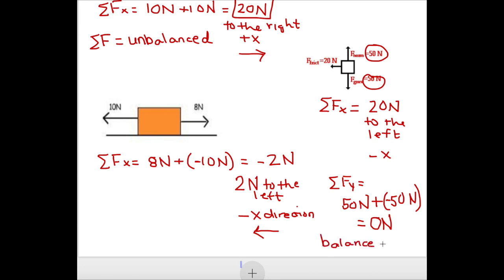We know that that means that in the y direction, the forces are balanced. However, in the x direction, we know that we have that net force of 20 newtons. So we would say in the x direction, the forces are unbalanced.